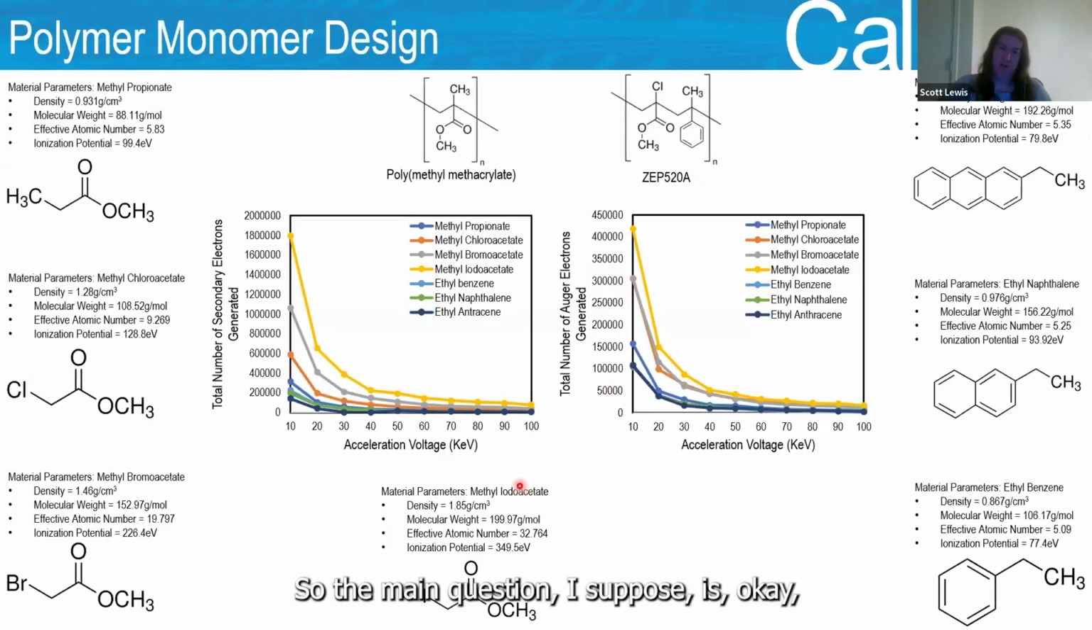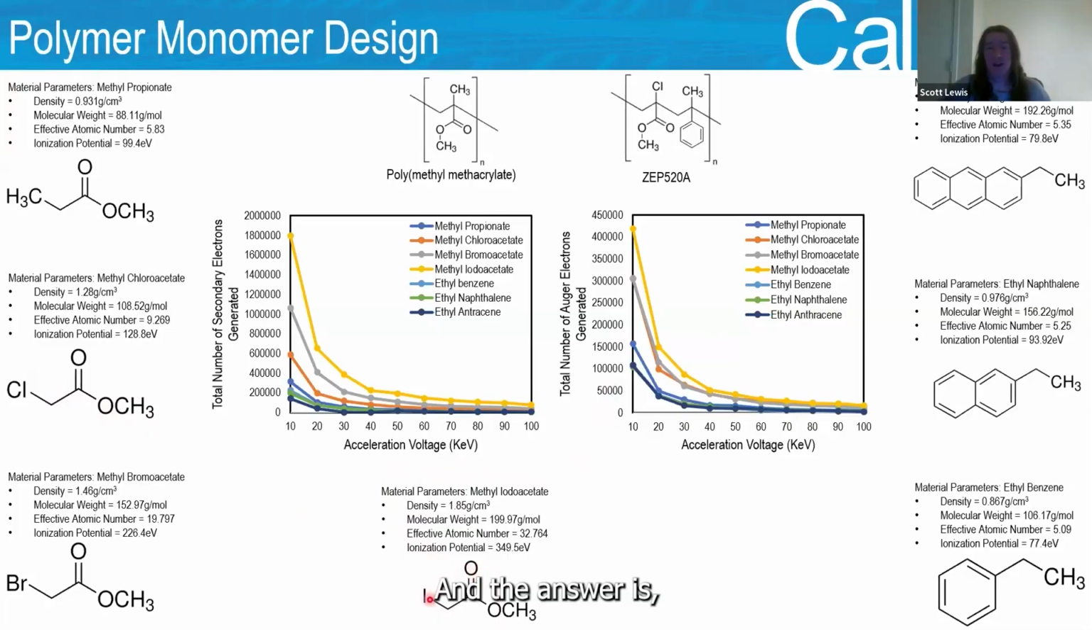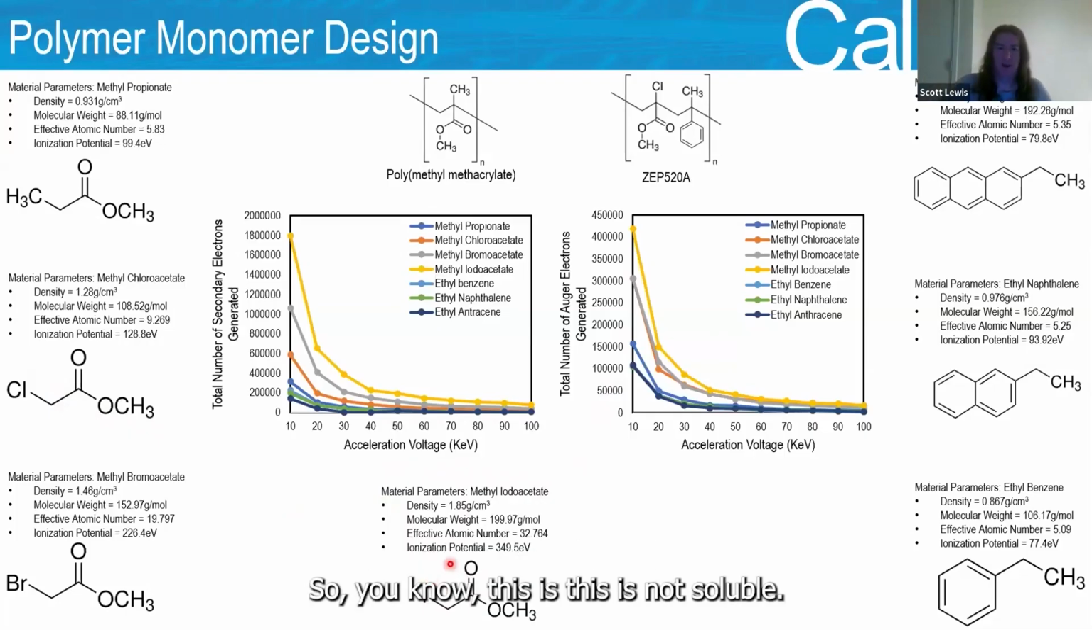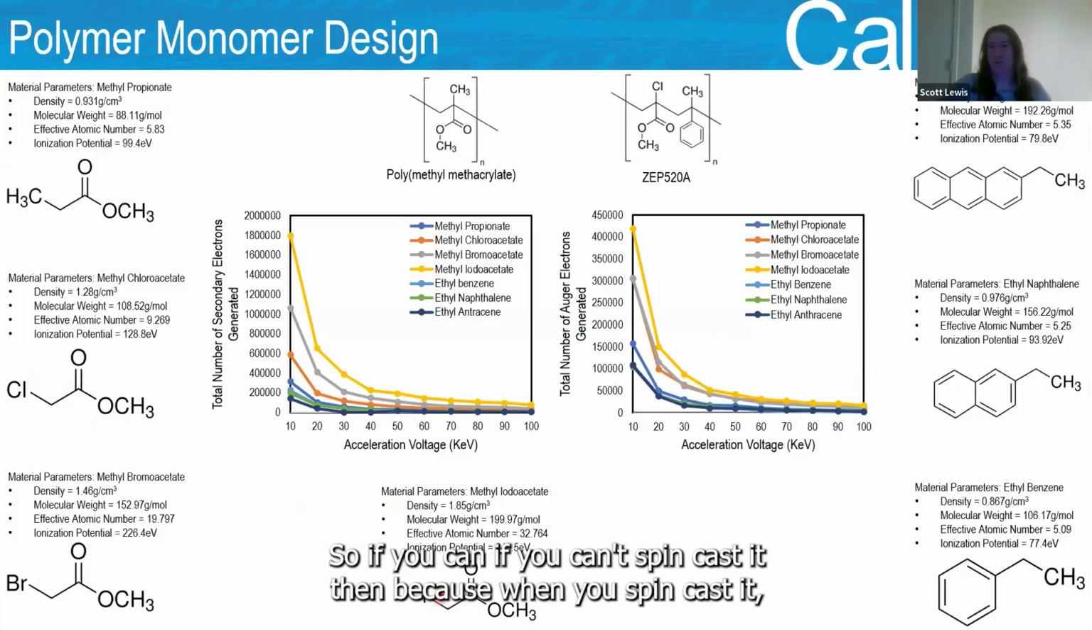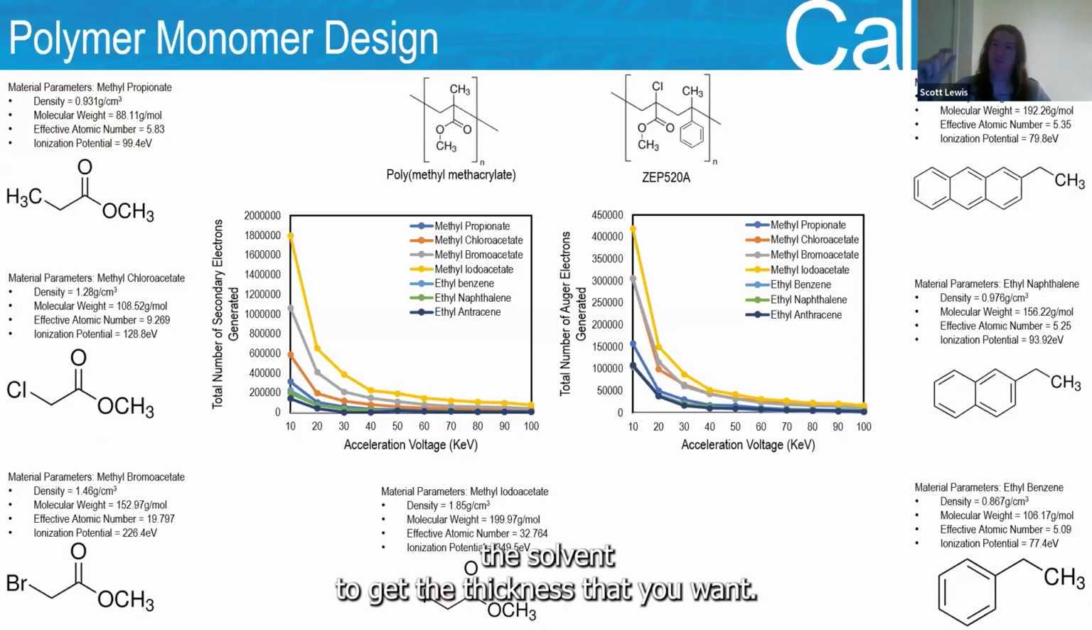So the main question, I suppose, is, okay, if we know that this is better than this, then why don't we use it? And the answer is, as you go up in the periodic table, things become less soluble. And that's the problem. Otherwise, we just use gold. Or even though it's expensive, we probably could use bismuth or lead or mercury in my case. So, you know, this is not soluble. So if you can't spin cast it, then, because when you spin cast it, you need to have certain ratio of solids to the solvent to get the thickness that you want.